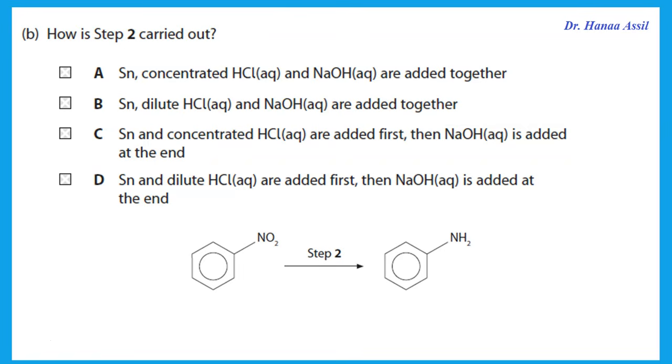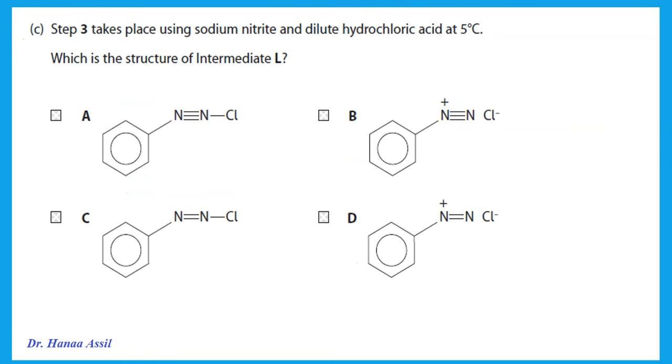How is step 2 carried out? So this is step 2. Step 2, change the nitro group to amino group. How do we change nitrobenzene to what we call phenylamine? Of course, we do this using tin in concentrated HCl and then sodium hydroxide. So tin in concentrated, not dilute, and then sodium hydroxide. We change the nitro group to an amino group on the benzene ring.